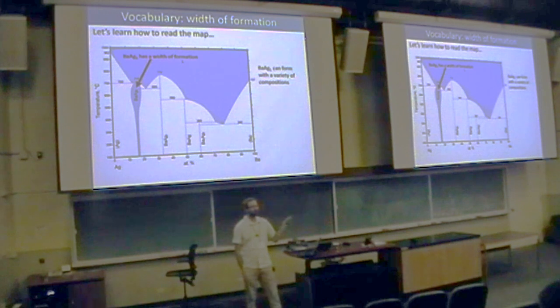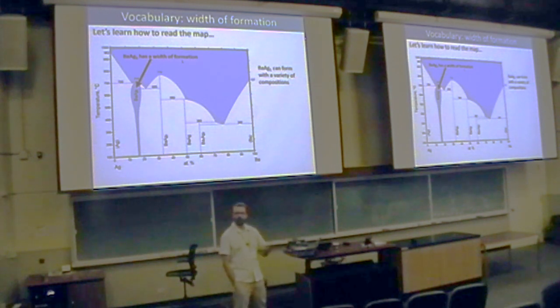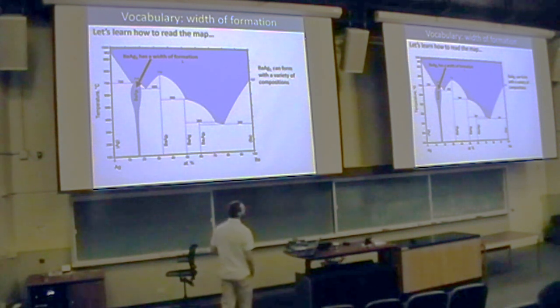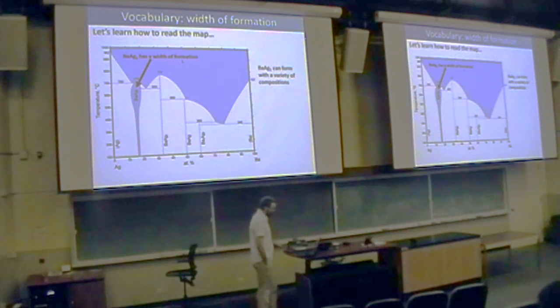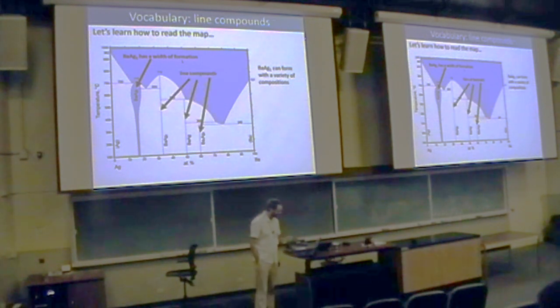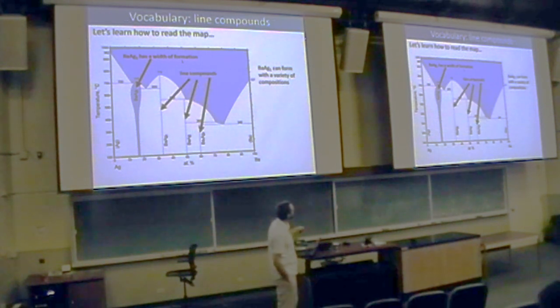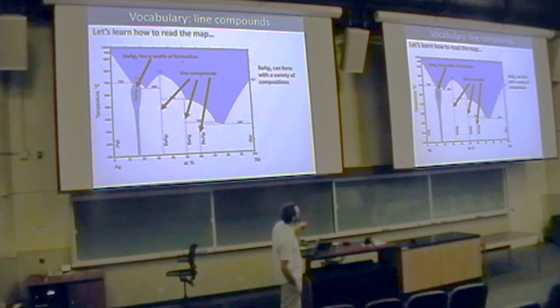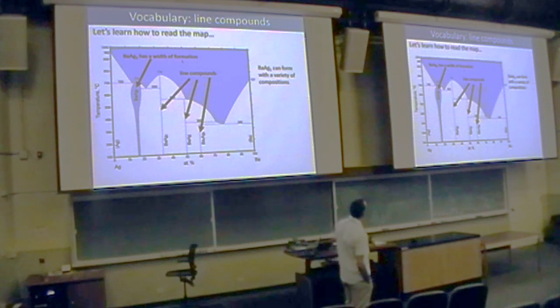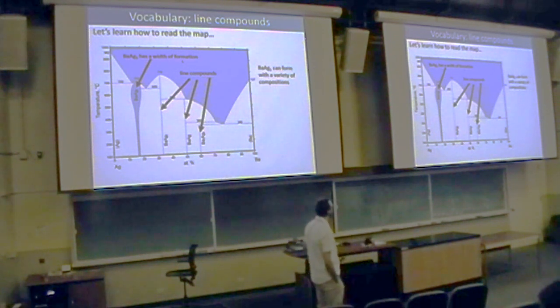When you can do chemical substitution, you also have a range, a width of formation like this. But the other compounds in this example are line compounds, so they don't have a width. They have a very well defined stoichiometry. So for example, barium silver 2, barium silver, and barium 3 silver 2.